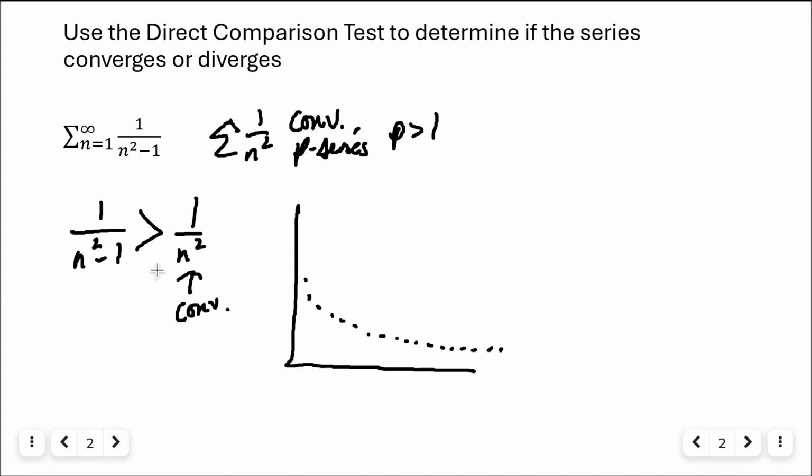So then what am I to do now? Because I have a series certainly to compare it to. It's pretty easy to find it. But I can't use that direct comparison test. That's where your limit comparison test comes in. So let's take a look.